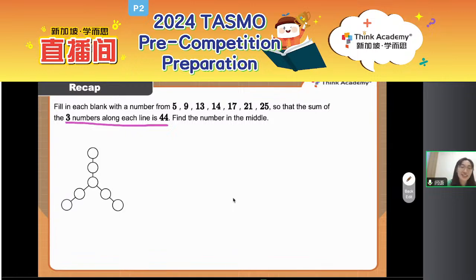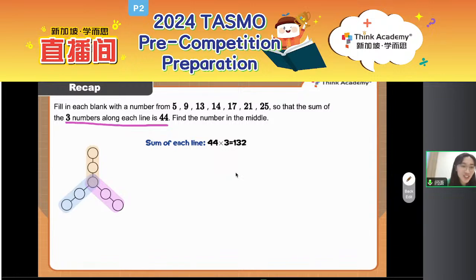When it comes to the number matrix, look here. Firstly, we always pay attention to how many lines there are. Everyone, I label with a different color. 1, 2, 3. There are 3 lines in total. According to the question, we know that the sum of the 3 numbers along one line is 44. So what about the 3 lines? That is 44 plus 44 plus 44, right?